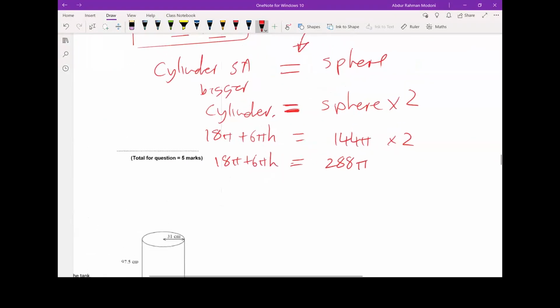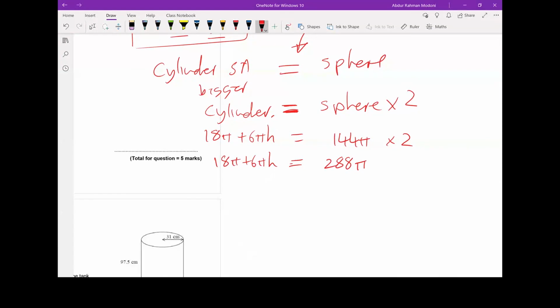What am I going to do with this? Well, I've got an equation involving pi's and h. Pi is just a number, so I want to figure out what h is. Minus 18 pi from both sides, so I'm going to get 270 pi is equal to 6 pi h. And to make h the subject, divide both sides by 6 pi. So that gives me h is equal to 45. Pi and pi cancel, so left with 45.